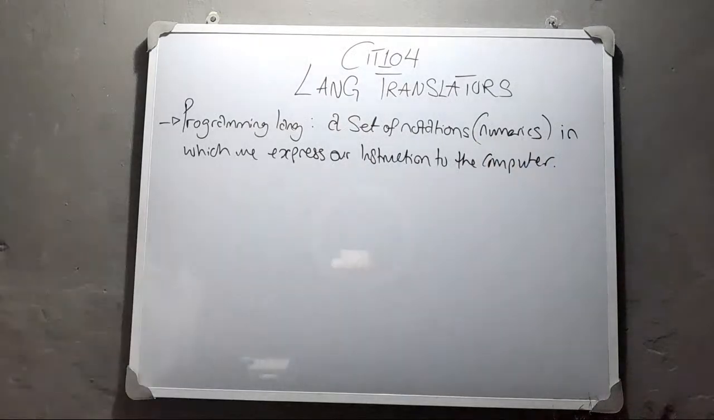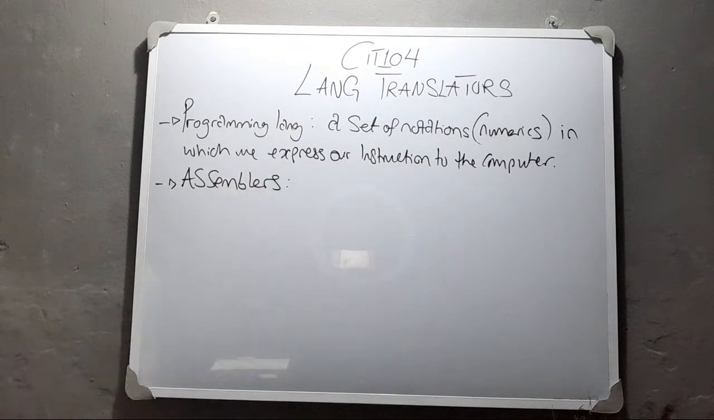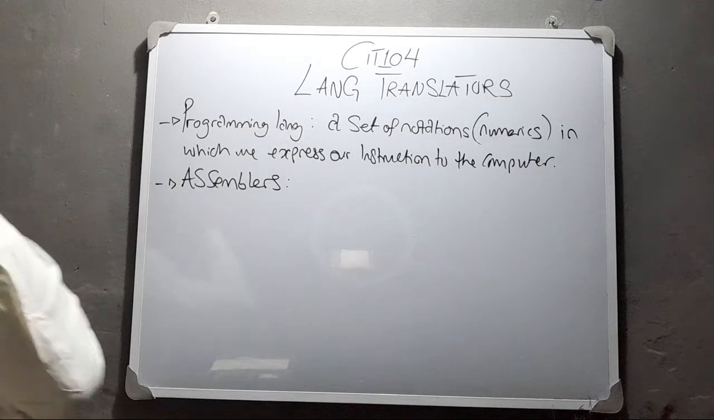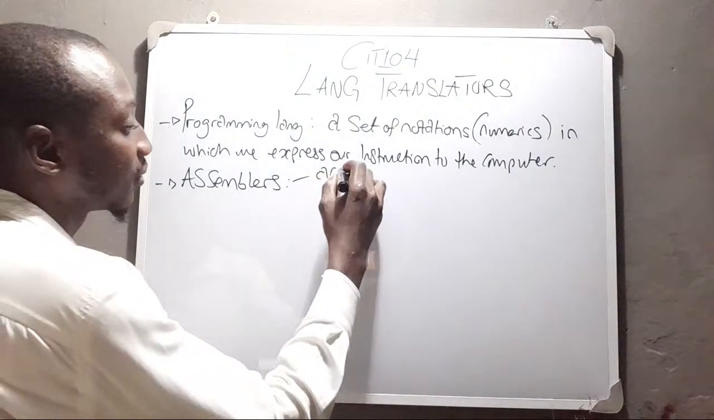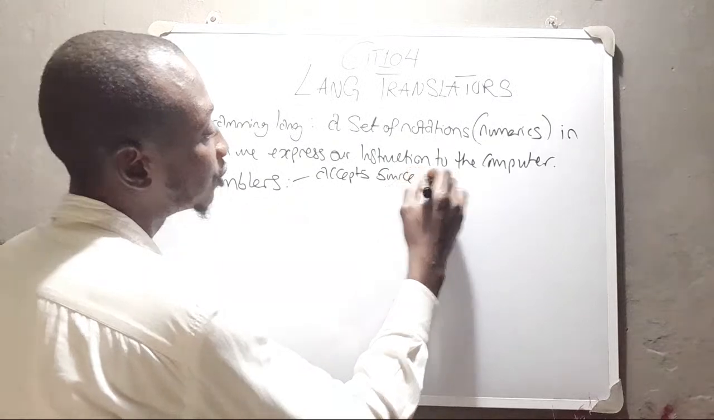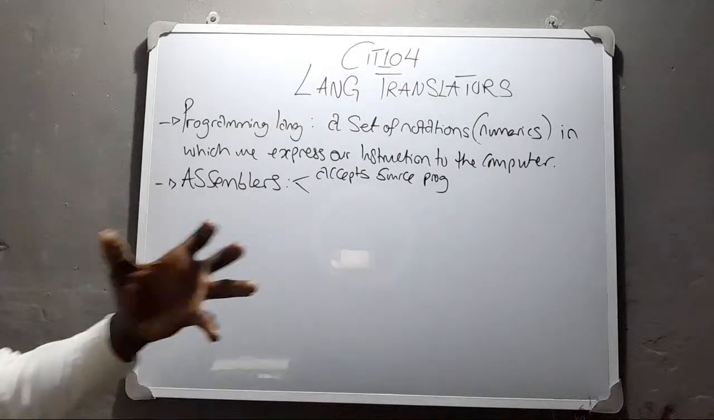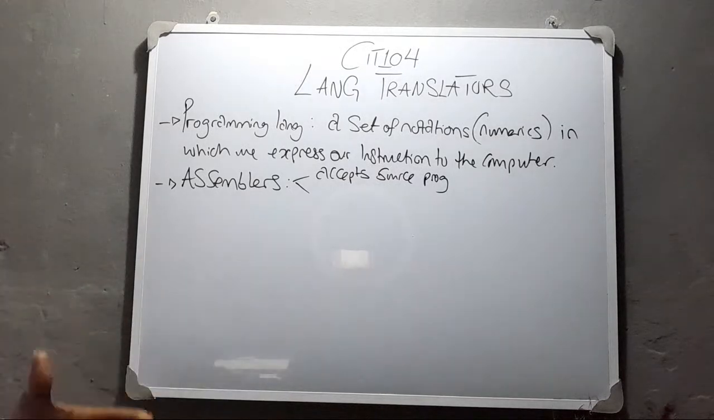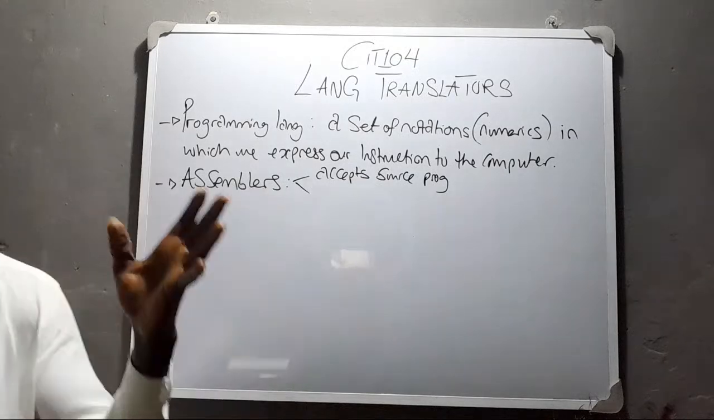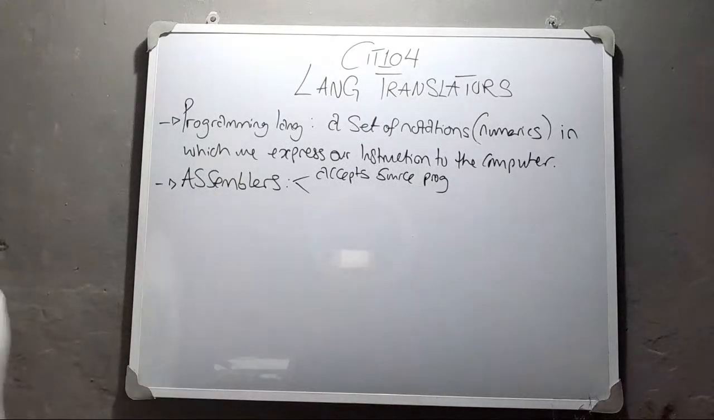First, we have the assembler. We have the assemblers. Now, this is a computer program that accepts source program. After it accepts source program, it reads and translates the entire program into an equivalent program in machine language called the object program or object code.